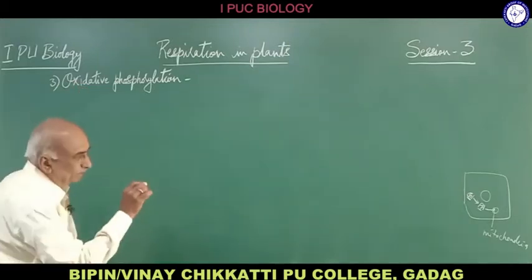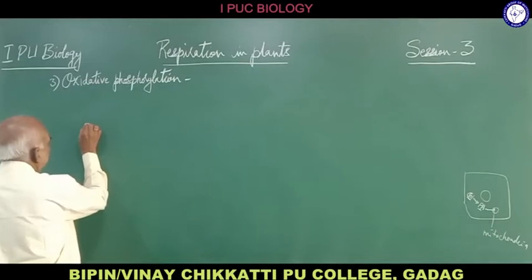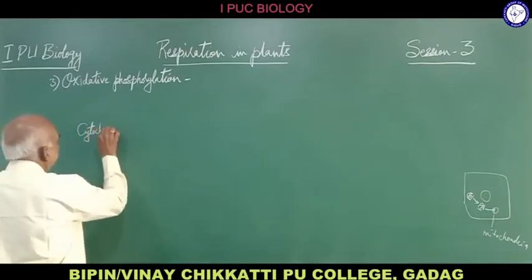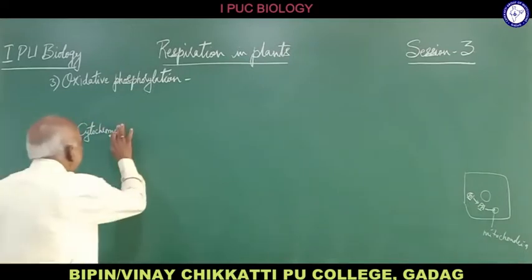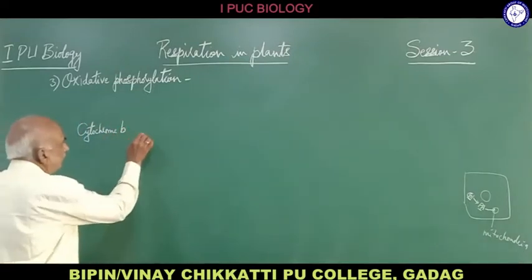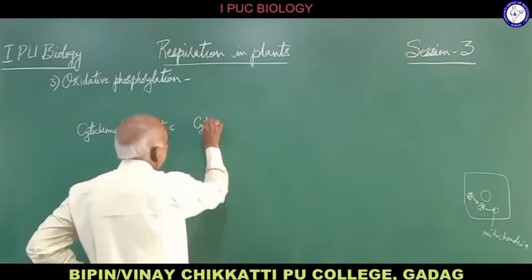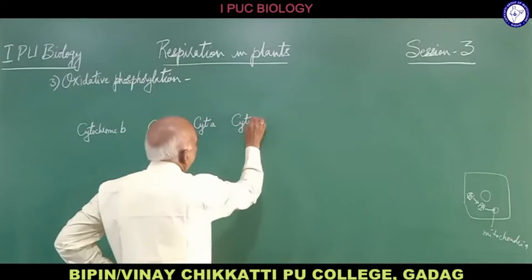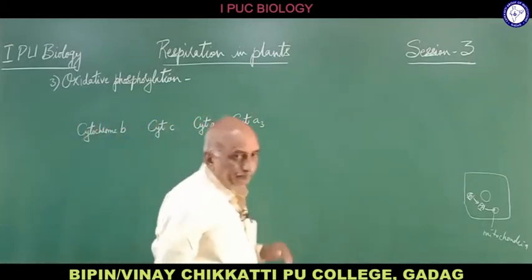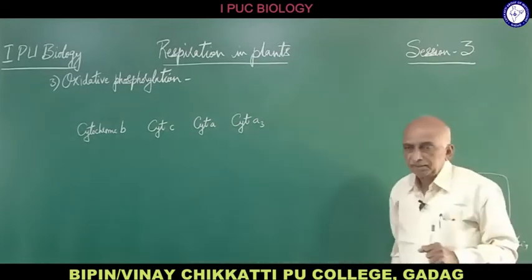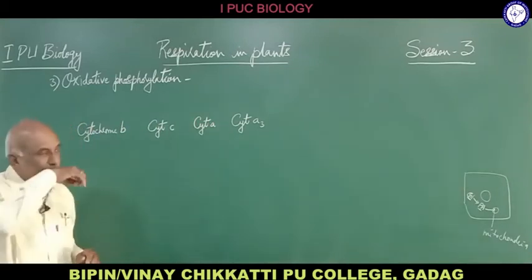So in the cristae membranes or the Racker's particles, there are cytochromes. These cytochromes are electron carriers. There is cytochrome B, there is cytochrome C, there is cytochrome A, there is cytochrome A3. So B, C, A, A3, these are the electron carriers present in the mitochondrial membranes, that is the cristae membranes.